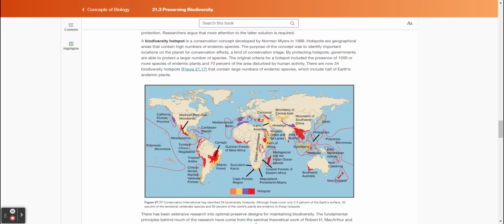A biodiversity hotspot is a conservation concept developed by Norman Myers in 1988. Hotspots are geographical areas that contain high numbers of endemic species. The purpose of the concept was to identify important locations on the planet for conservation efforts, a kind of conservation triage. By protecting hotspots, governments are able to protect a larger number of species. The original criteria for a hotspot included the presence of 1,500 or more species of endemic plants and 70% of the area disturbed by human activity. There are now 34 biodiversity hotspots that contain large numbers of endemic species, which include half of Earth's endemic plants.